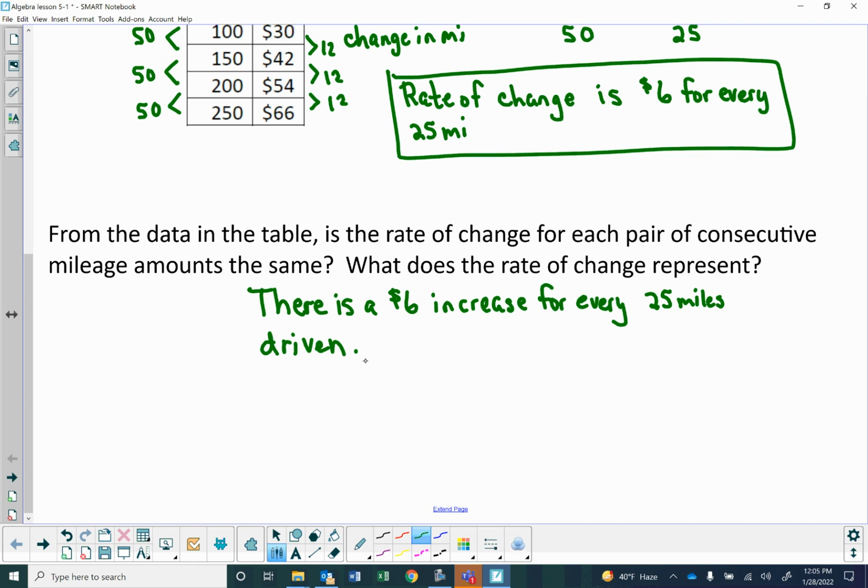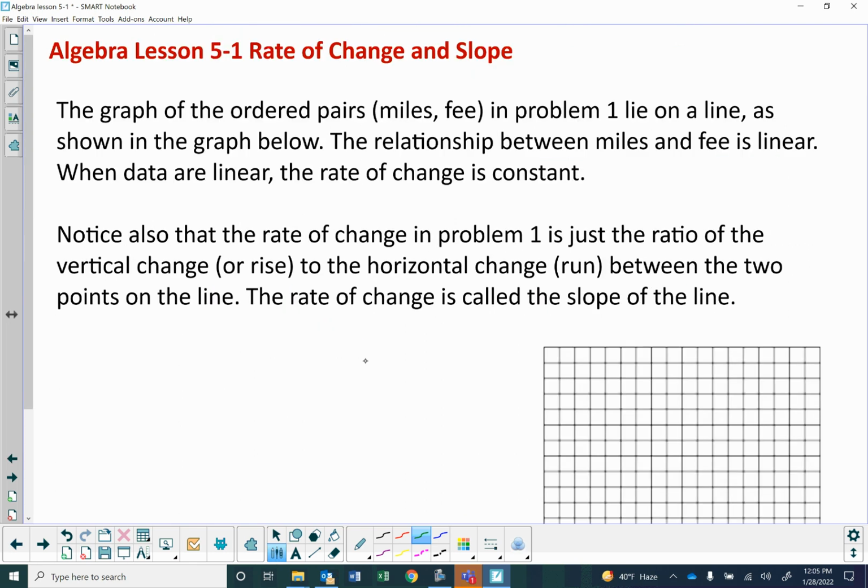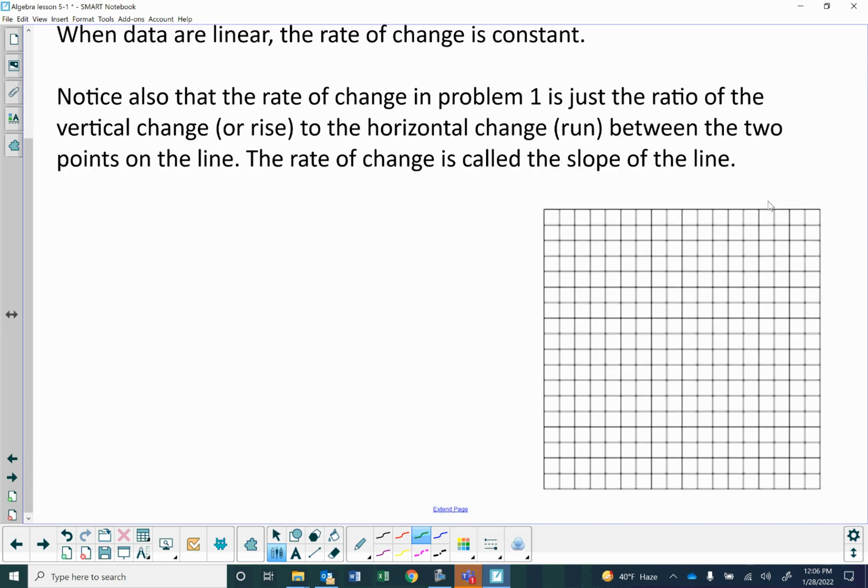Now, this particular problem, if you graph the ordered pairs, miles and fees in problem 1, and they lie on a line, which we're going to show on the graph I have below here, the relationship between miles and fees is linear. And when data is linear, the rate of change will always be constant. So let's take a look at this. Let's graph this really quickly.